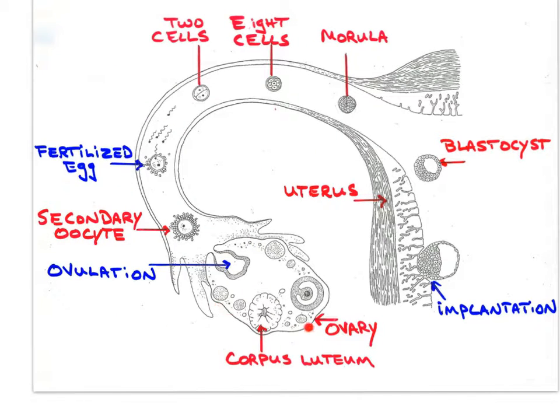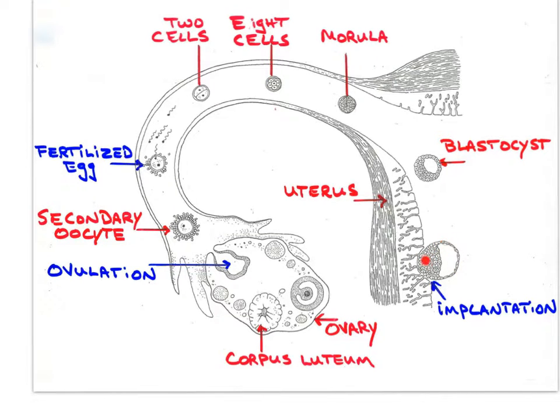FSH from the anterior pituitary targets the ovary, initiating the development of a follicle seen here, within which is the developing egg. A surge of LH from the anterior pituitary results in ovulation, the release of an egg, but the secondary oocyte has only proceeded through meiosis 1, not meiosis 2 yet. As well, during the 28-day menstrual cycle, the endometrial lining of the uterus, seen here, is developing, thickening, readying for the implantation of an embryo.